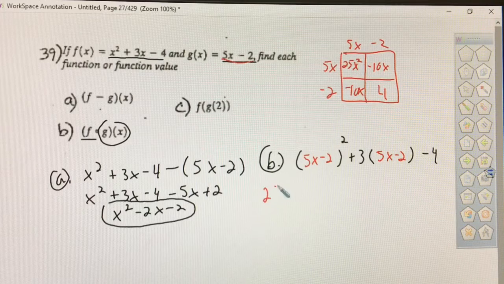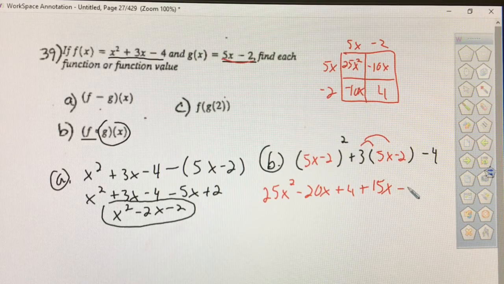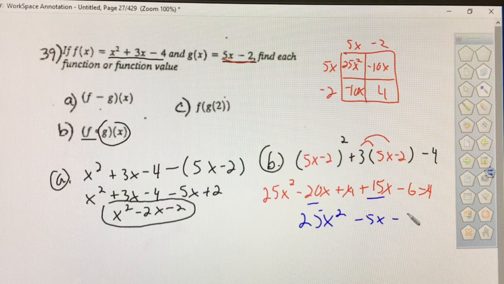So that's going to give me 25x squared minus 20x plus 4, distribute the 3, plus 15x, plus, minus 6, minus 4. Notice the 4 and the 4 will cancel out when I combine like terms. 25x squared, negative 20x plus 15x is minus 5x, minus 6.